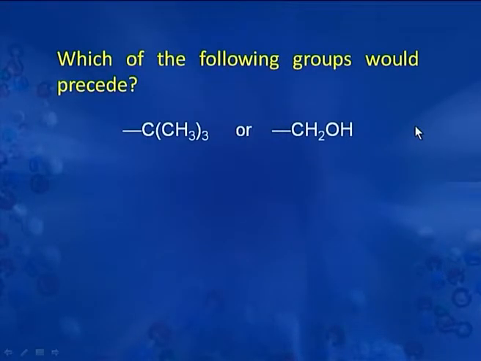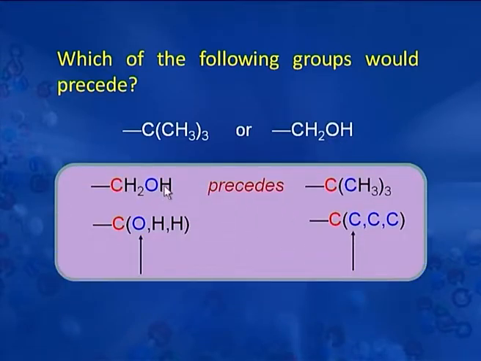Let us take another example. If it is tertiary butyl group, and here it is simple CH2OH group. Here we find that CH2OH group precedes over this tertiary butyl group. The reason being that at the second level in this we find there is 1 oxygen and 2 hydrogens, whereas in this molecule at the second level all 3 are carbon atoms. So although there are 2 hydrogens, we meet 1 atom of higher atomic number, that is oxygen. So that is why CH2OH group is given the higher priority over tertiary butyl group.